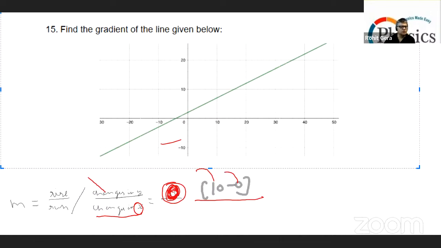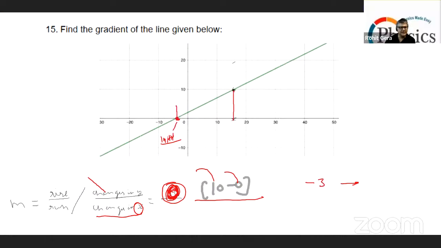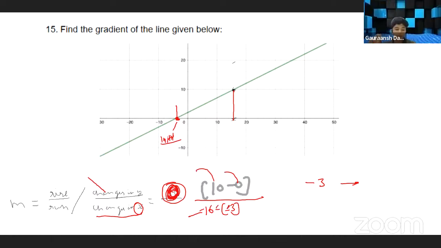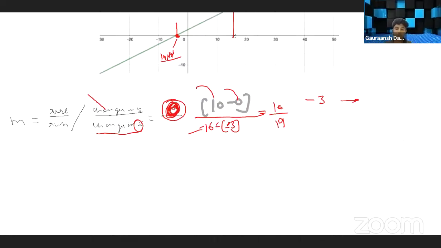Okay, so what is the total change? If you were at -3, 19. That is correct. So 16 minus -3, final minus initial. -3 is the initial and 16 is the final. This is 10 upon 19. Answer. Yes. M equals 10 upon 19.